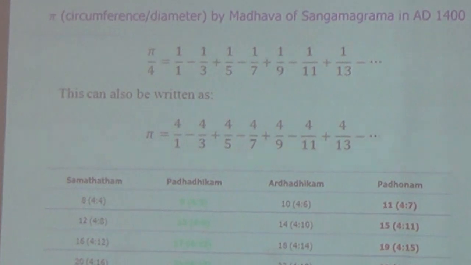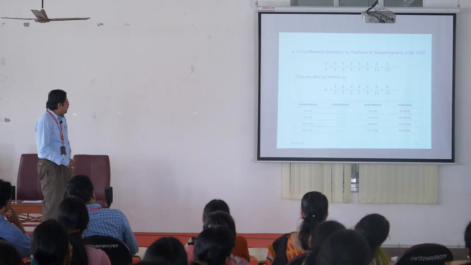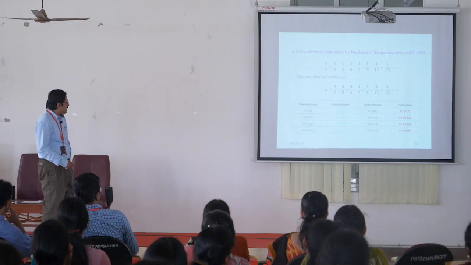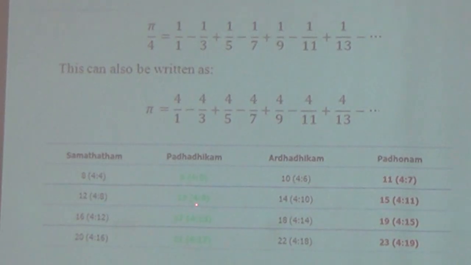Similar results are given by other mathematicians also from Europe, like Leibniz, etc. So this expression can be rewritten as pi is equal to 4 by 1 minus 4 by 3 plus 4 by 5 minus 4 by 7 plus etc. up to infinity. So here you can see, if you take the ratios recommended by Vastu Shastra, Padadikam group, the first ratio is 4:5, second one is 4:9, third one is 4:13, fourth one is 4:17, etc.